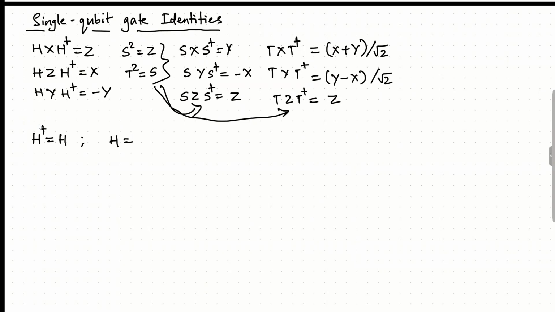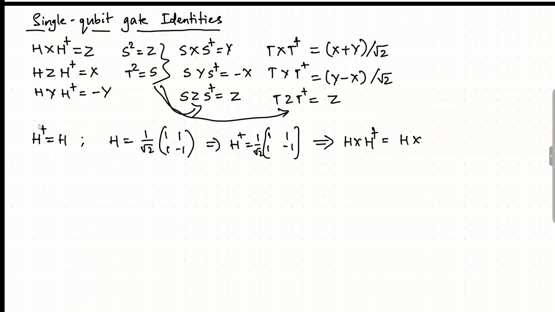So H equals 1 by root 2 times the matrix 1, 1, 1, minus 1, right? And all the matrix elements are real here. So if I take the conjugate, it stays the same. And then if I take the transpose, then also it stays the same. That's why H is H dagger. And this is the reason we can write H X H dagger as H X H. And we want to see that this is the same as applying the Z gate.